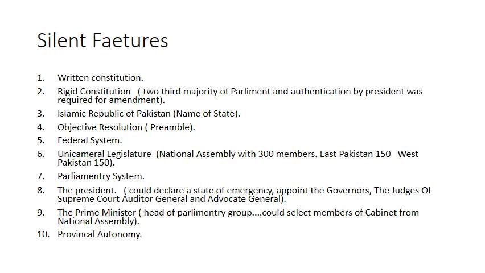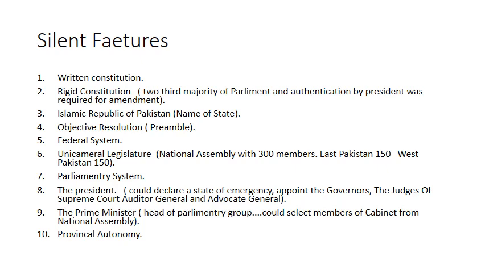In the 1956 constitution, to make an amendment, a two-third majority of parliament was required. An authentication by the president was also required for amendment. So it was a rigid constitution. It was not an easy task to make amendments in the constitution. To make amendments, at first the amendments had to be approved by parliament with two-third majority, and then they had to be endorsed by the president. Otherwise the amendment could not be passed. So it was a rigid constitution.